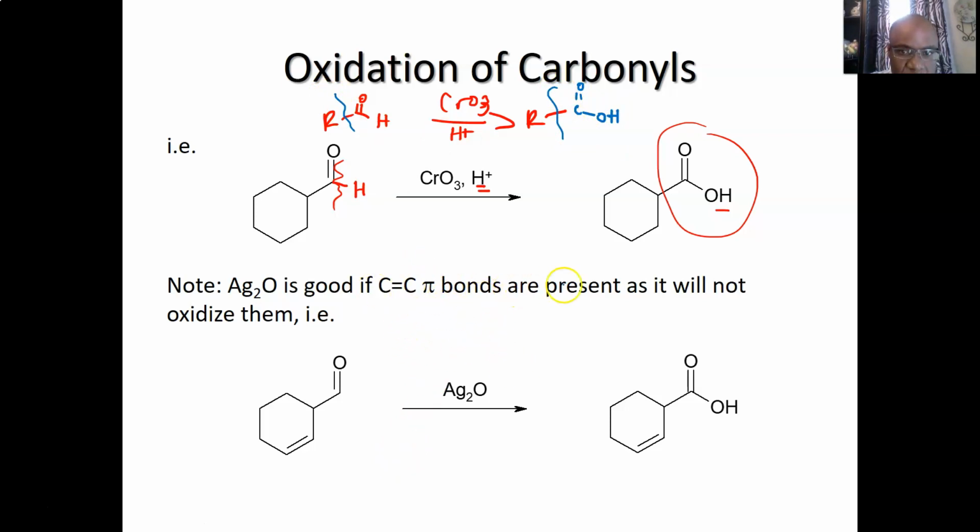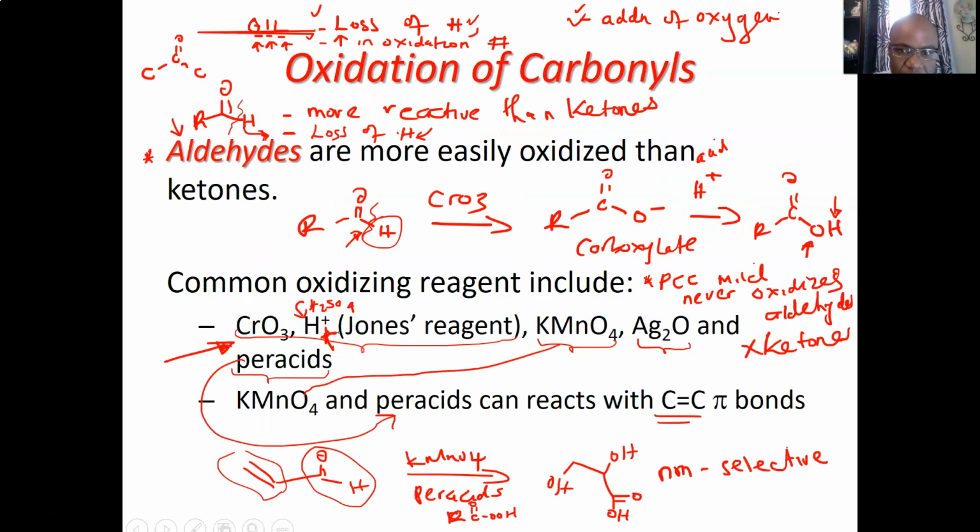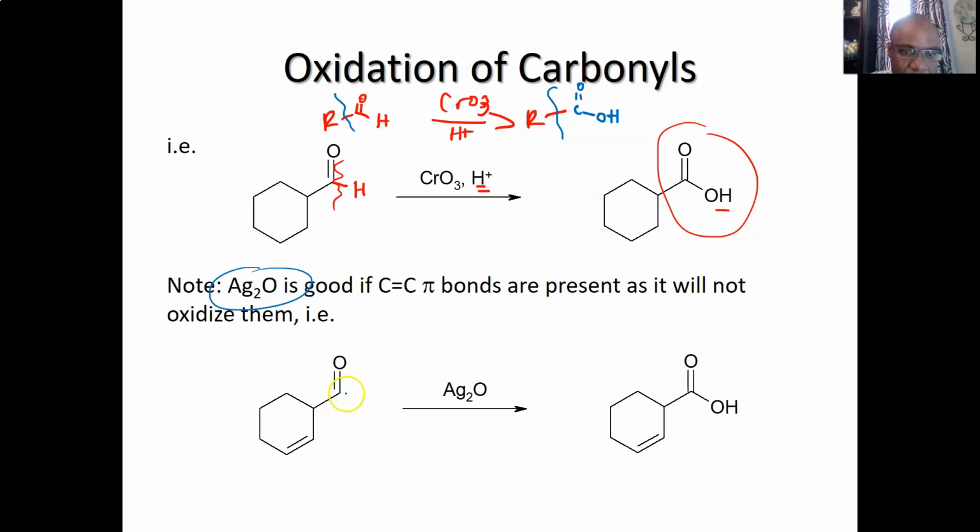Similarly, if you use silver oxide, it's not as bad as potassium permanganate and peracids. Silver oxide will allow you to only oxidize the aldehyde, leaving the double bond untouched, which means this one is selective. Chromic oxide is also selective for the carbonyl. If you had a double bond here, the double bond would survive. Silver oxide is also selective. Do not oxidize those.